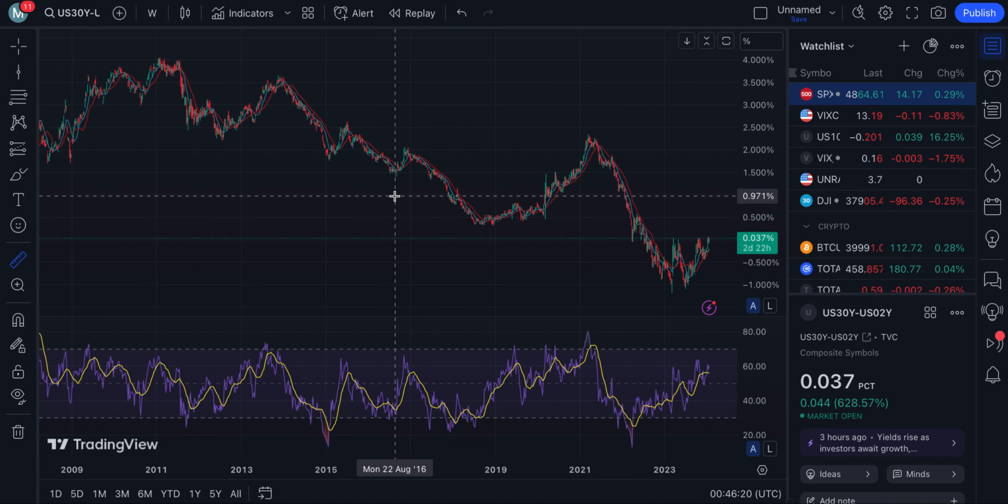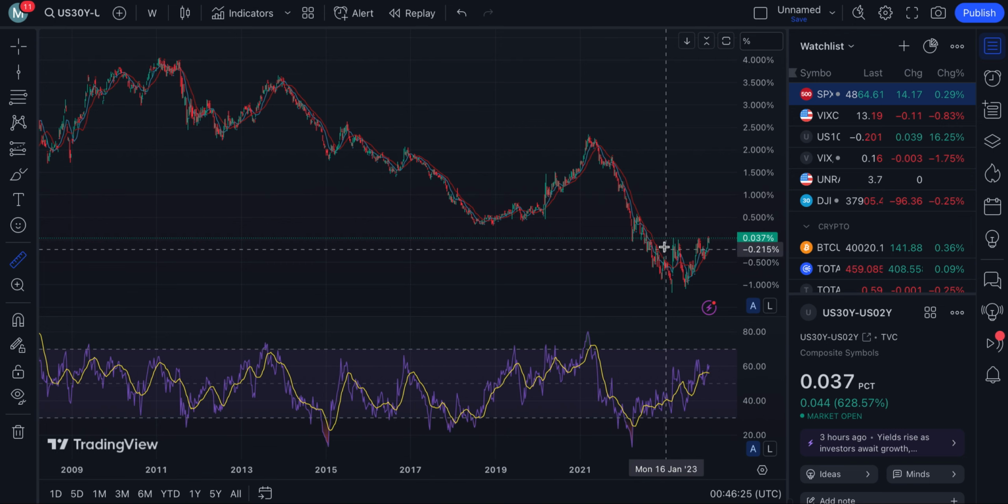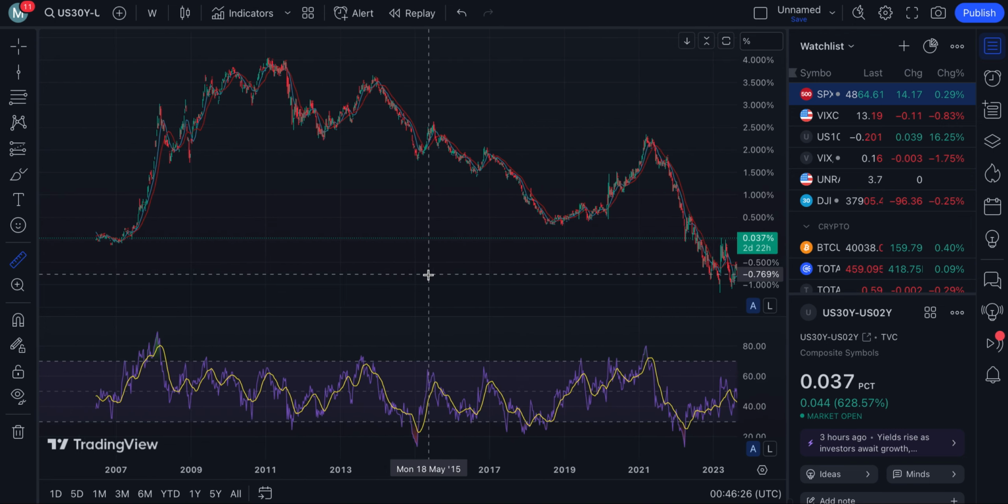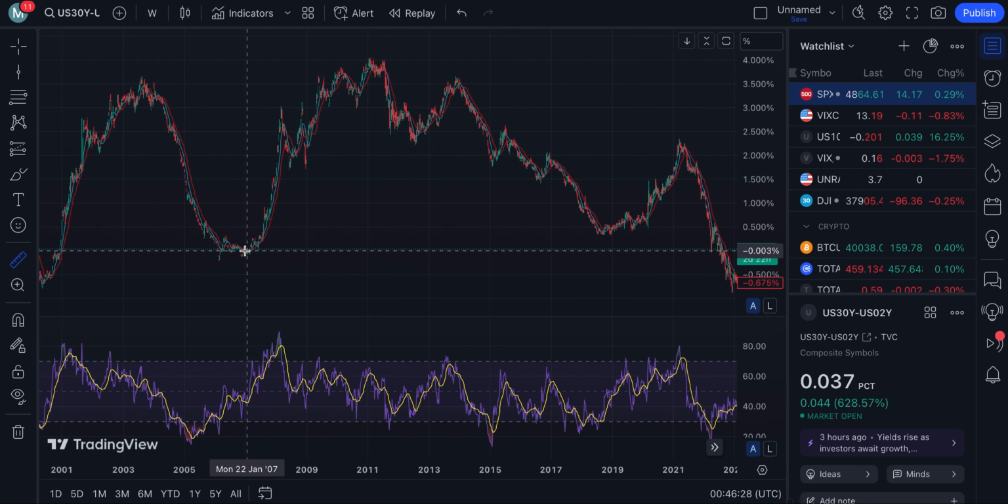So why does the yield curve matter? You've probably heard about the yield curve and how it has recently inverted. The reason that matters is anytime it goes from being inverted, or under 0%, to uninverted and going back up, usually there's a recession that follows. Now, it depends on when that takes place.